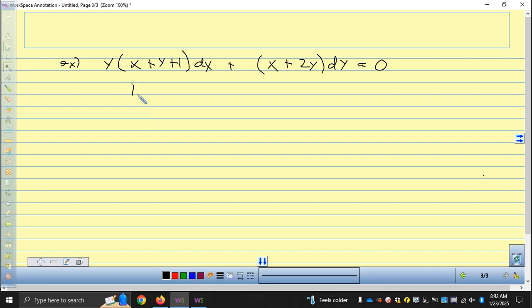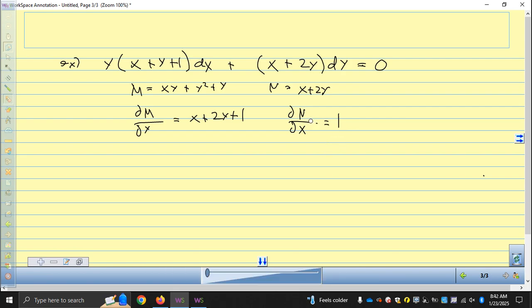So here I'm going to say M, I'm going to multiply through, is xy plus y squared plus y, and N is x plus 2y. Partial of M with respect to y is x plus 2y plus 1, and the partial of N with respect to x is 1. So this is not exact.